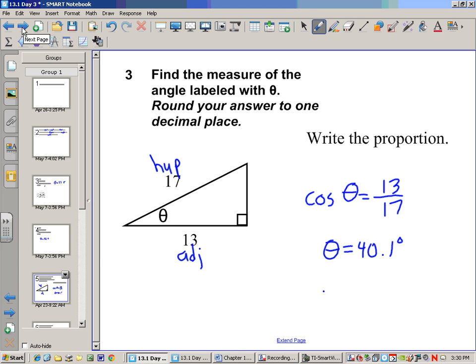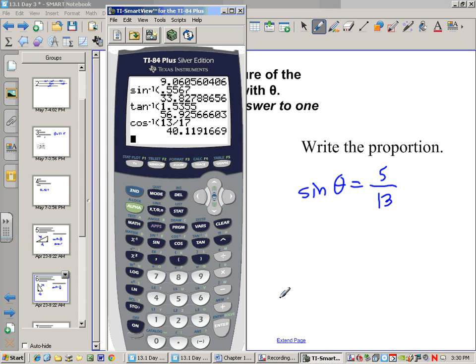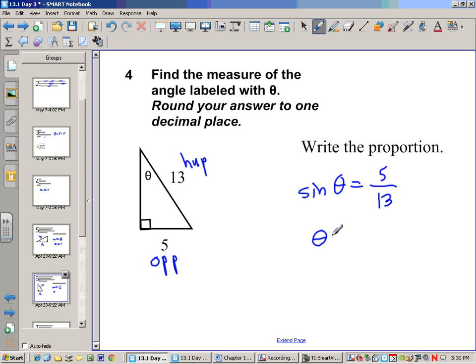Now here, I'm going to give you 3 examples to try out on your own. So I want you to try this one. Pause the video and try to find the value for theta. Hopefully you're finished. This side is the opposite side. This side is the hypotenuse. So we use sine of theta is equal to 5 over 13. So I press second sine, 5 over 13. So theta would be 22.6 degrees.